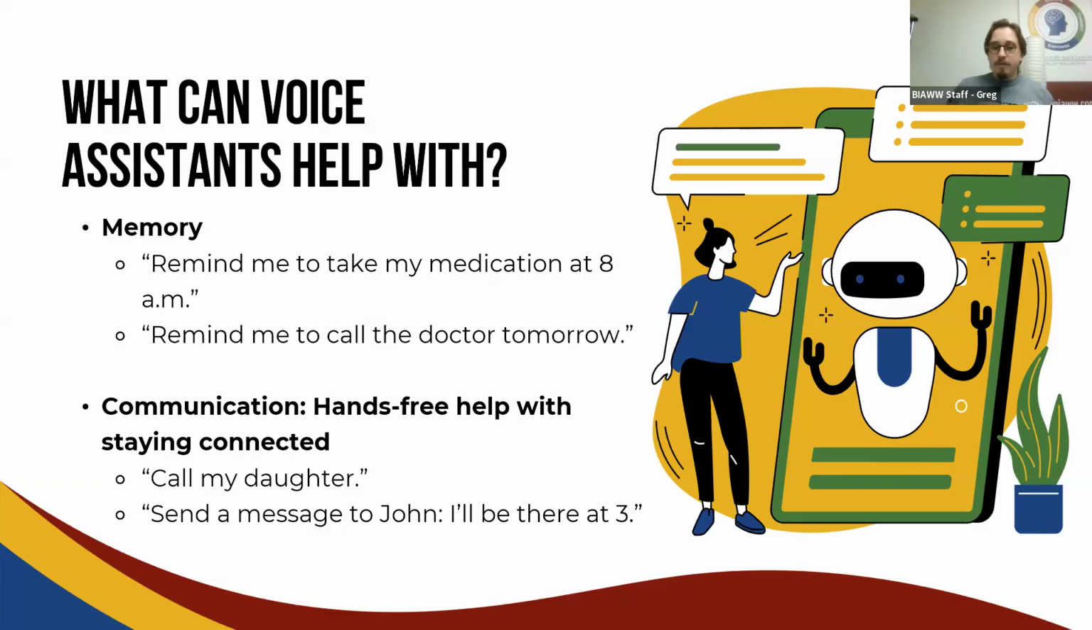Or you can even ask certain devices to send messages. So you can send a text to someone, and you can tell it what you want it to text. So if you say send a message to John, I'll be there at 3, it will send a message to John with that text. Make sure you're referring to the right person. So the name that you use has to match the name that is saved in your contacts. So make sure you know what name you're using.